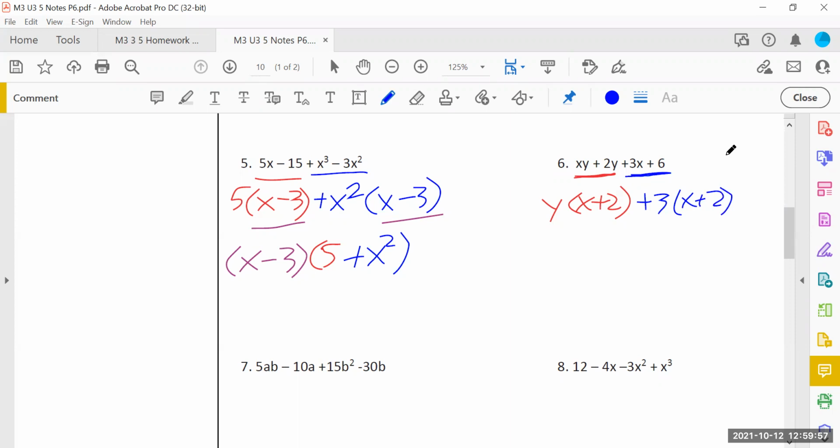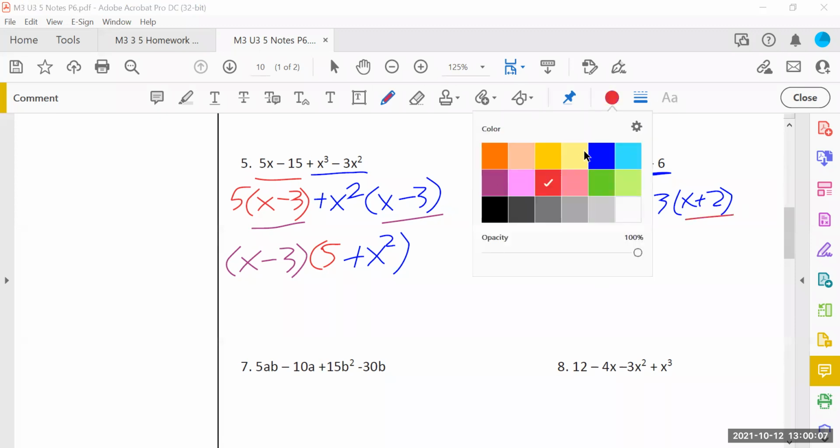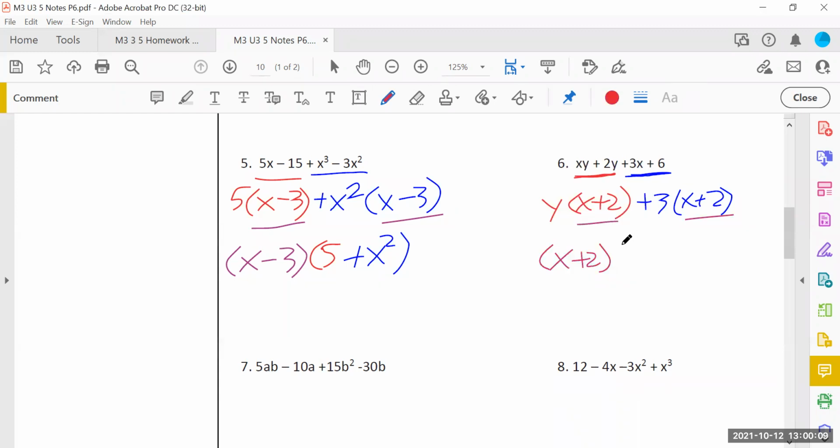So there, 2 sets of parentheses, exactly the same, factor it out. X plus 2, x plus 2. Left with y plus 3.